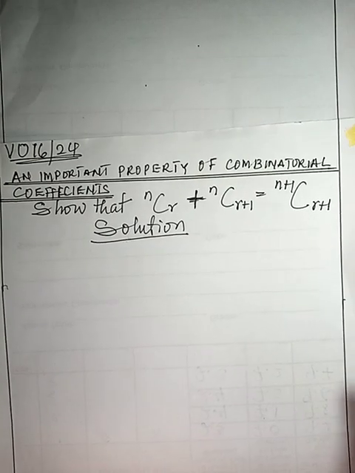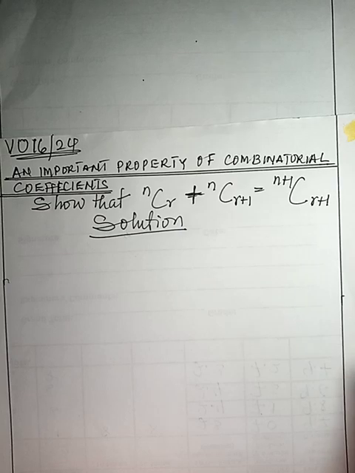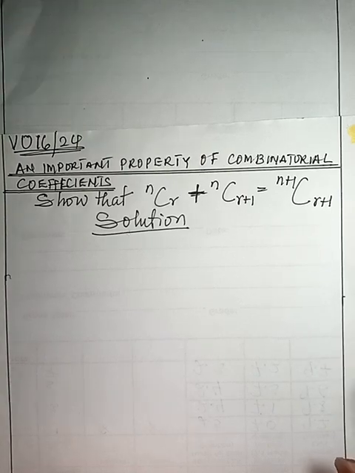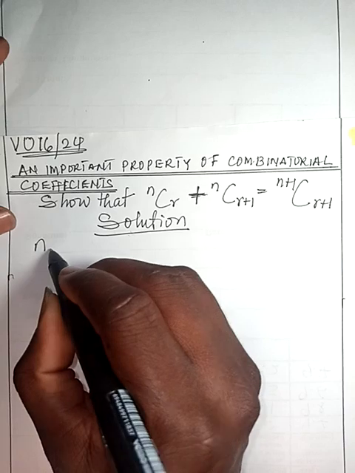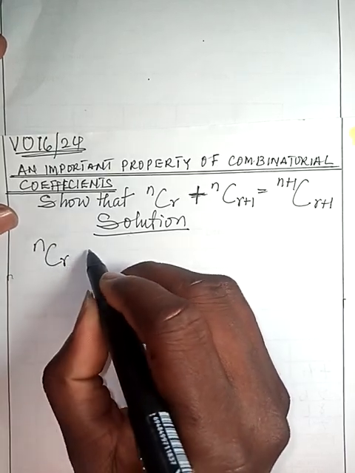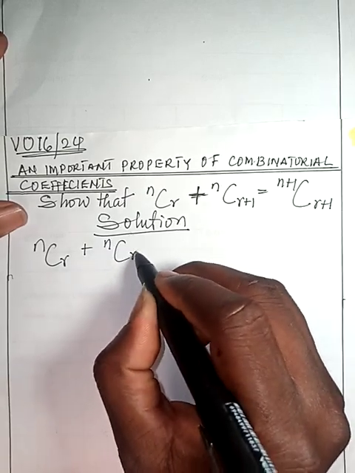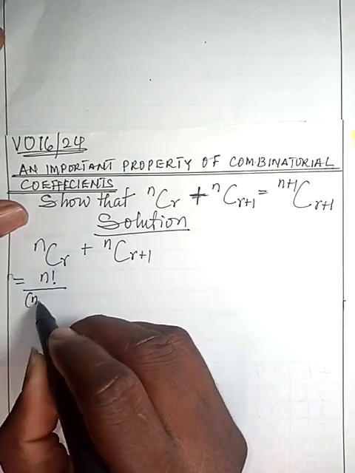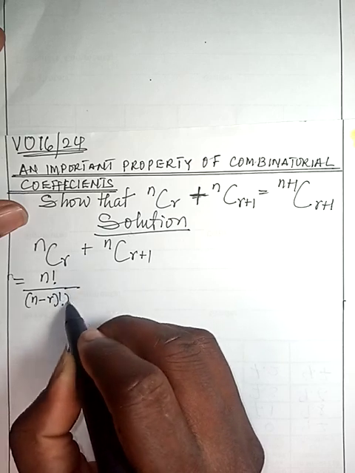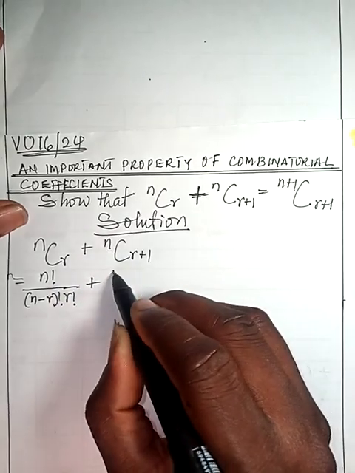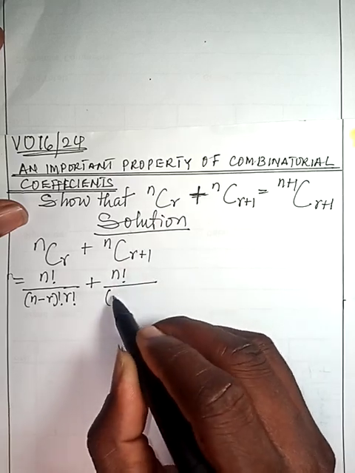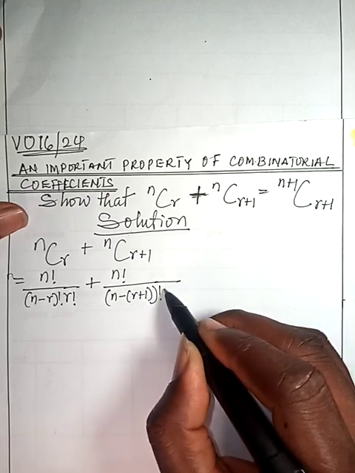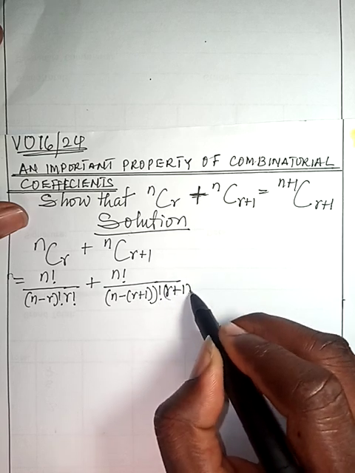I'm assuming you have a basic knowledge of combination, permutation and combination, so I won't be teaching everything. Now quickly, we know that N combination R plus N combination R plus 1 is the same thing as N factorial over N minus R factorial times R factorial. This one is also the same as N factorial over N minus R plus 1 factorial times R plus 1 factorial.